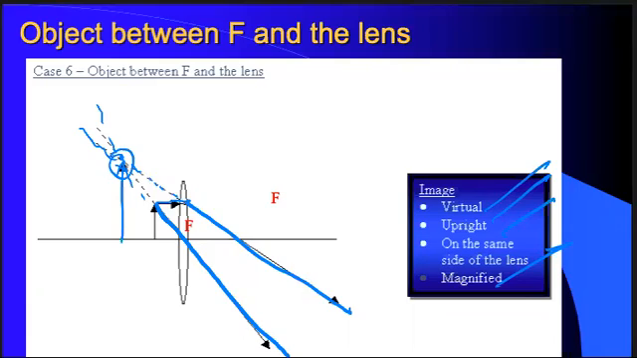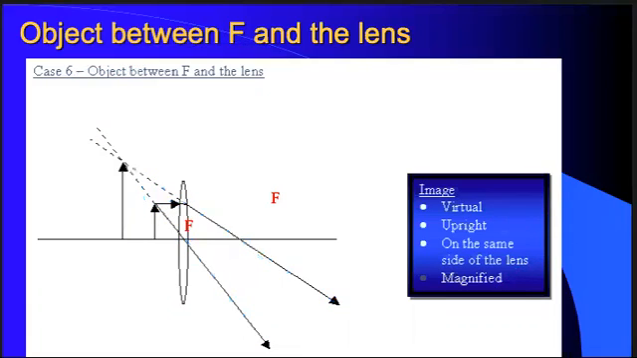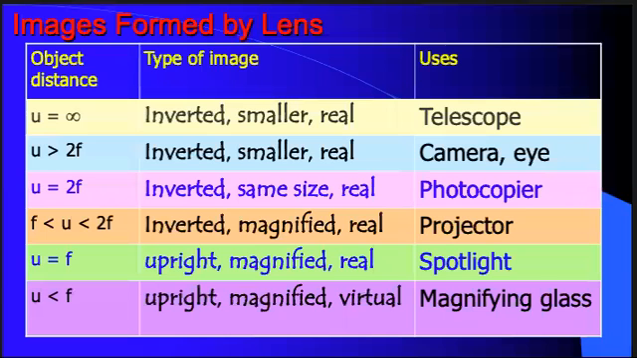Okay? So please take note, when does a converging lens produce virtual image? If the object is between F and the lens. Okay? Next case. Oh, sorry. I mean, here are the practical applications. If the object distance is at infinity, uses of that is telescope. If the object is within the curvature, these are the applications, camera and eye.